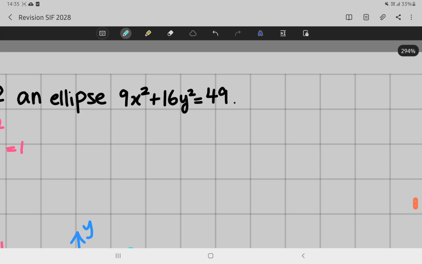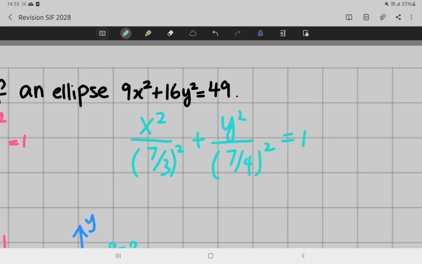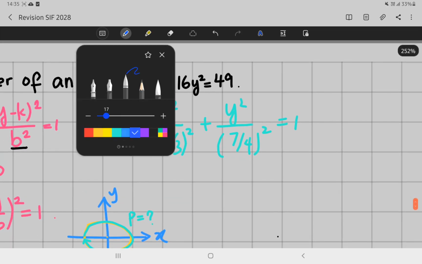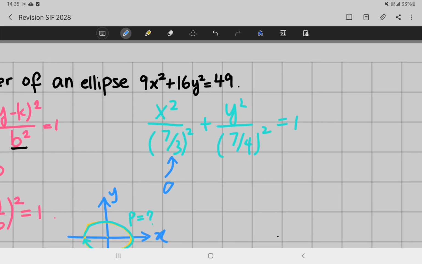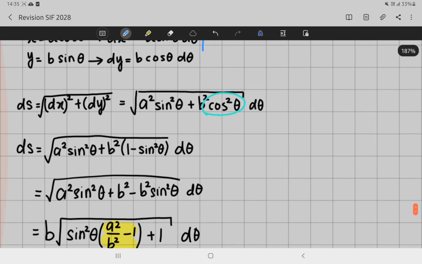So over here we have x square over 7 over 3 square, plus y square over 7 over 4 square equals to 1. So we know our value of A is here. This is A and this is B. So A is 7 over 3.